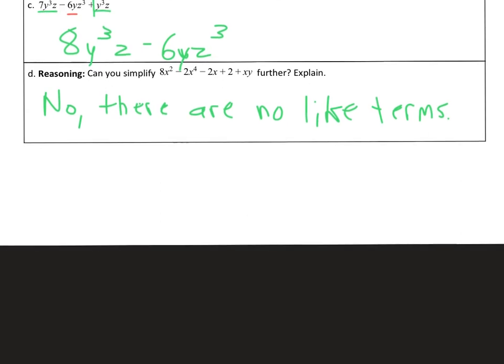And then the last example here, can we simplify this any further? No, we can't. There are no like terms there. We have an x squared, x to the fourth, x, 2, and then an xy. There are no like terms. If I gave you a problem like that, and I said simplify, you would throw it right back at me and say, hey, I can't simplify this. It's already simplified. So just be aware of that. I may throw one at you that can't be simplified just to see if you can tell that there aren't any like terms. So be aware of that, all right?